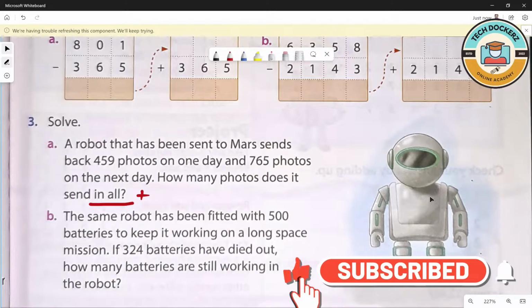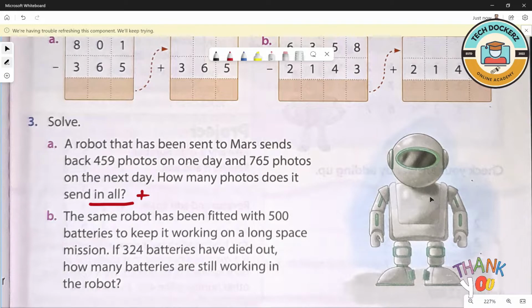Let's solve question number 2. The same robot has been fitted with 500 batteries to keep it working on a long space mission. So how many batteries are fitted in the robot? 500. If 324 batteries have died out, how many batteries are still working in the robot? Or we can say how many batteries are left working in the robot. So once we find the words how many left or how many died out, it means we need to do the subtraction.